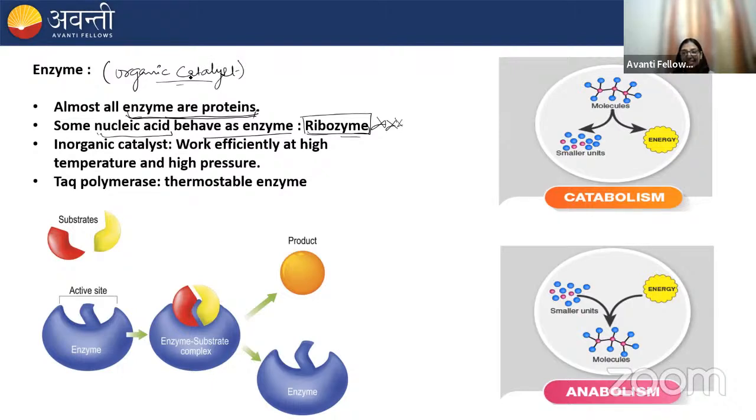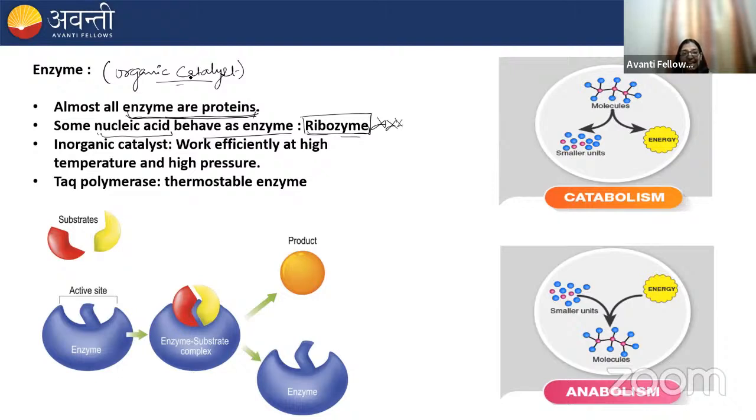There are two types of catalyst, organic catalyst and inorganic catalyst. Inorganic catalysts work efficiently at high temperature and high pressure. But enzymes do not work efficiently at high temperature and high pressure because most enzymes are proteins. So at high temperature and high pressure, these proteins get denatured. So the enzyme does not work efficiently at high temperature and high pressure.